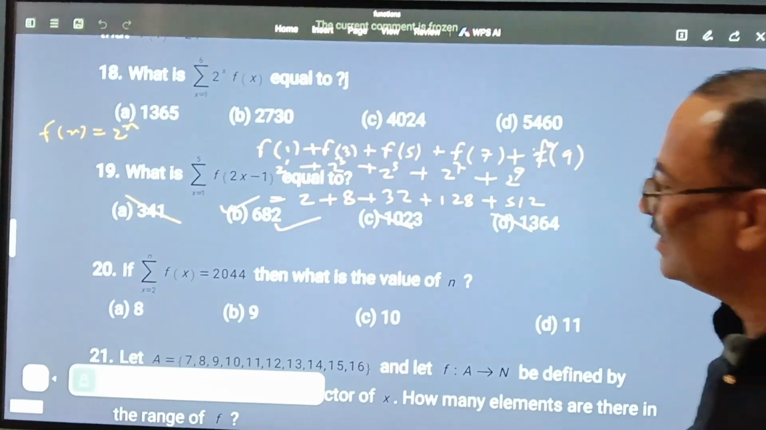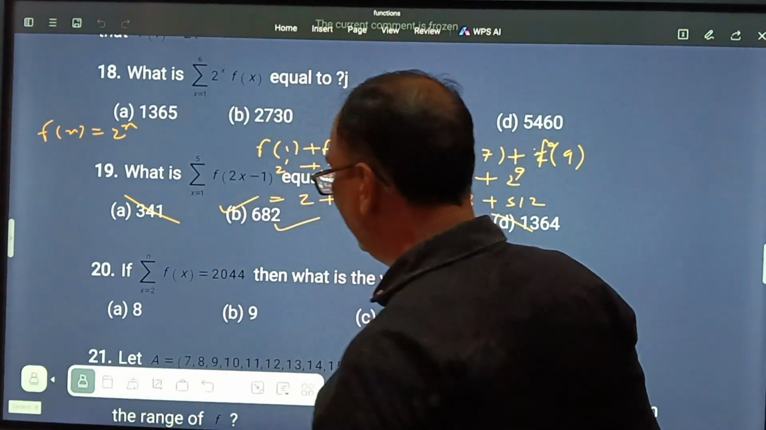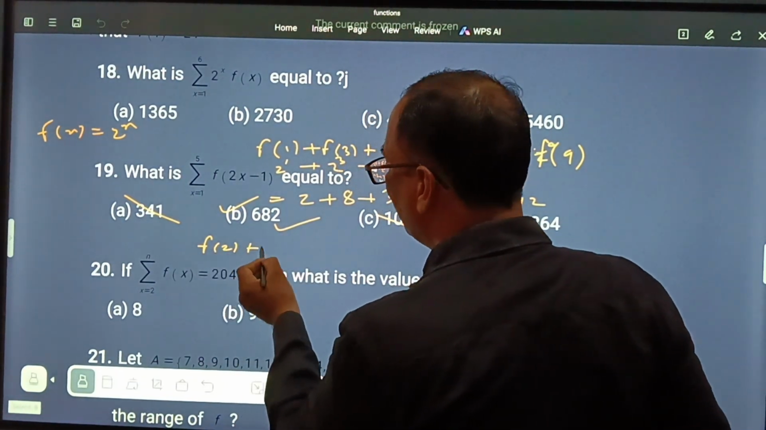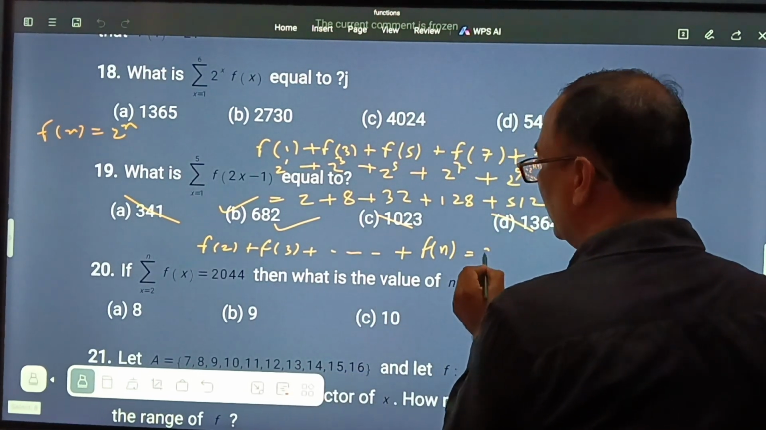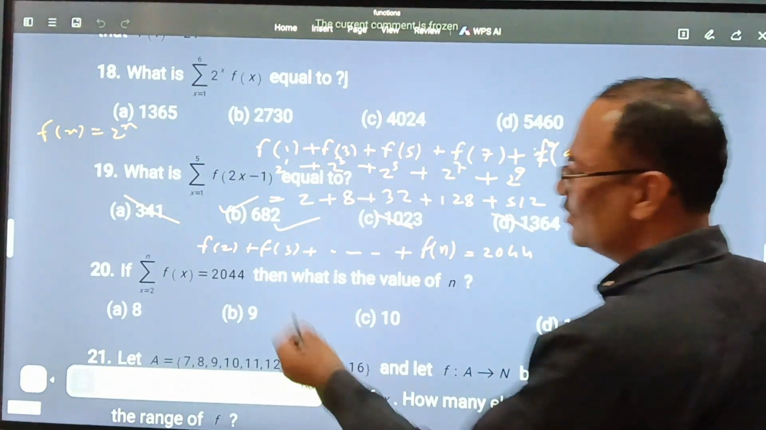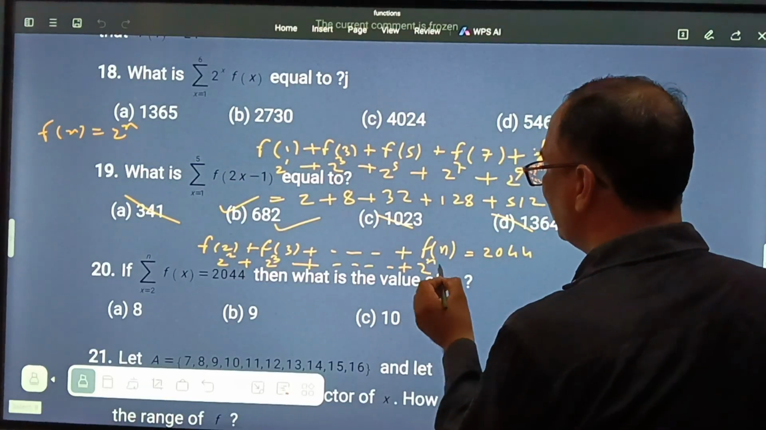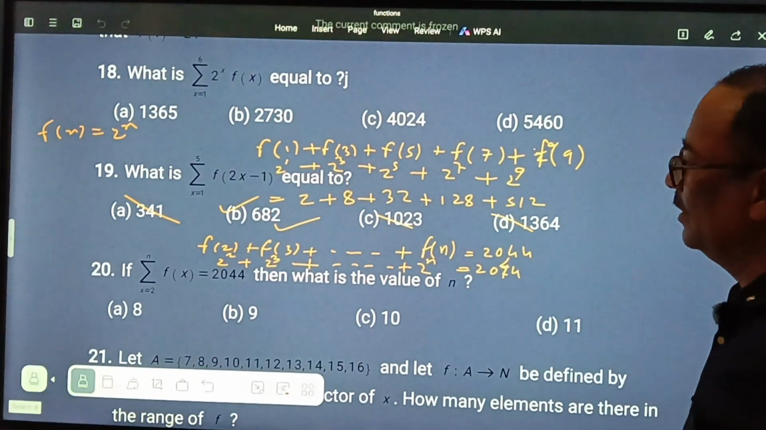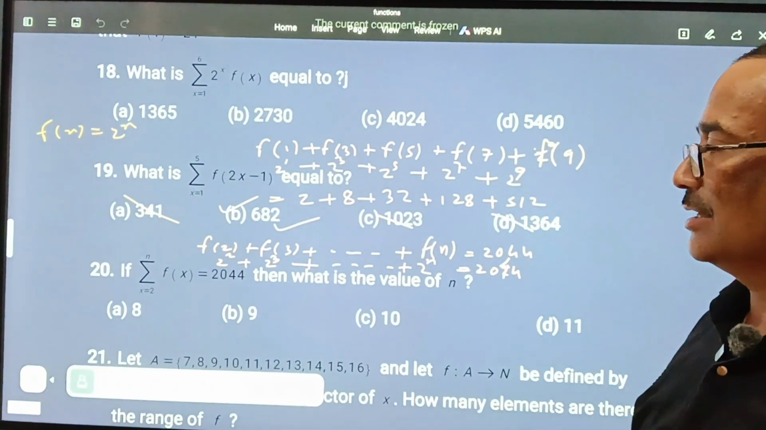If the function is defined as given, then we have to find the value of n. How to find it? First of all, we can check this is what? This is f of 2 plus f of 3 plus up to f of n equals 2044. Hence f of 2 is 2 square, this is 2 cube, plus up to 2 raised to power n, equals 2044. Now we know very well this series is a GP, geometric progression.